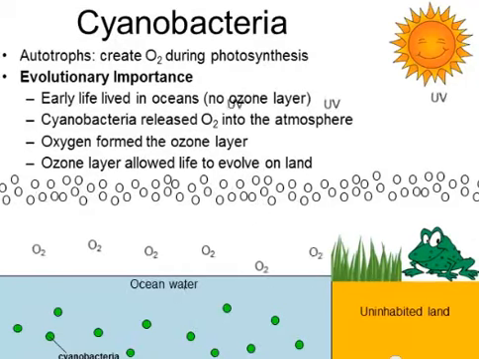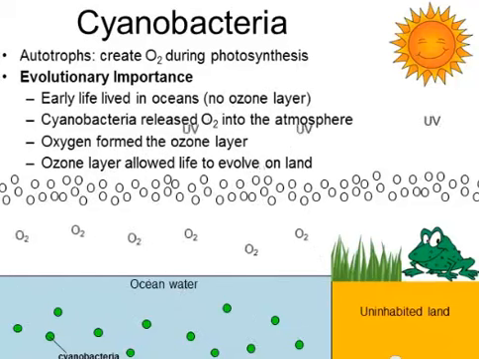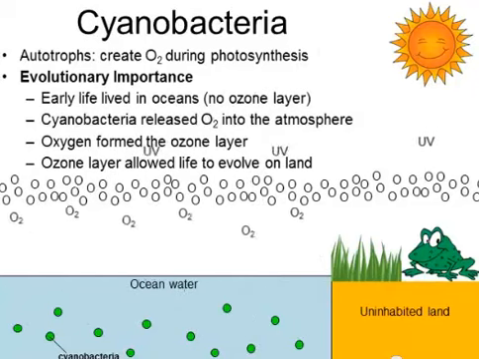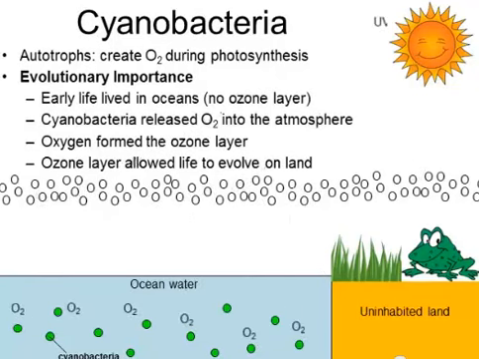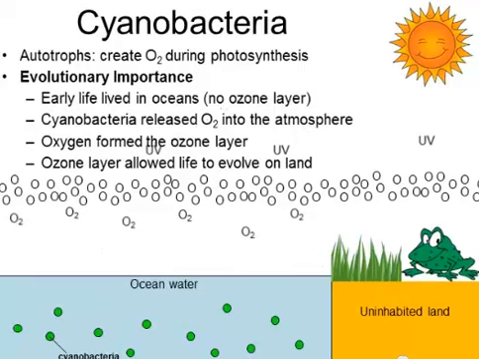Eventually, plants evolved on land. Eventually, amphibians evolved on land, and we have all the animals and plants and fungus that we see today. But this would not have been possible unless cyanobacteria created oxygen, which eventually turned into the ozone layer. So cyanobacteria played a large role in the evolution of life on Earth. That's pretty interesting, I think, how a small microscopic organism could have such a major change in the history of Earth.